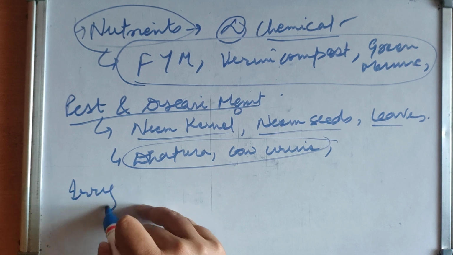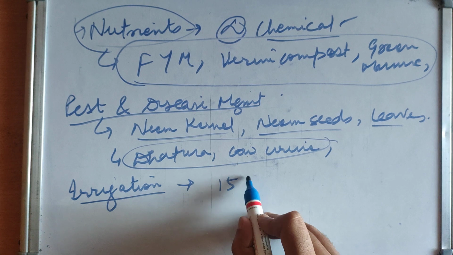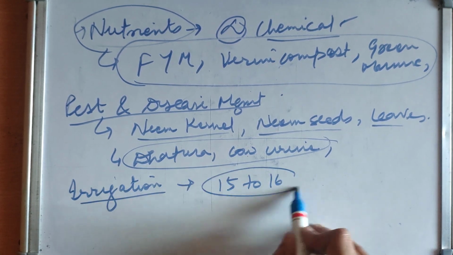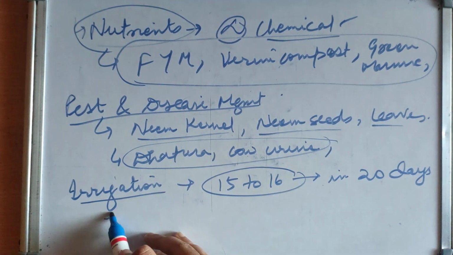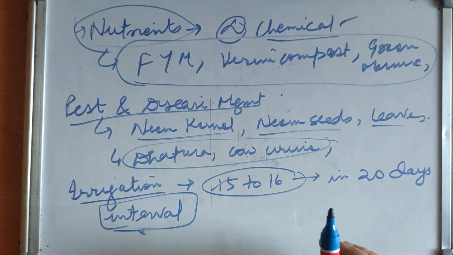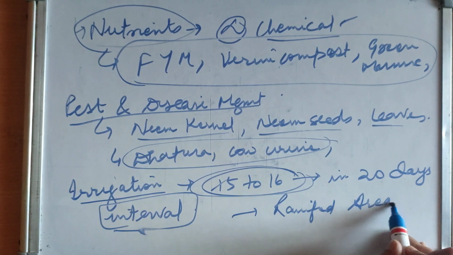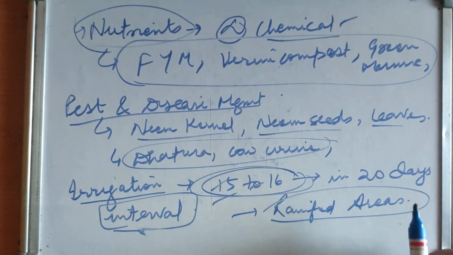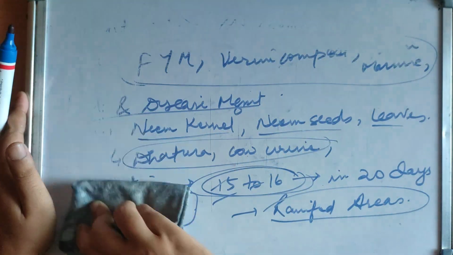Now irrigation of Sarpagandha. We need 15 to 16 irrigations at a 20-day interval in its lifetime. So every 20 days we will give one irrigation, up to 15 to 16 irrigations, and this is for rain-fed areas. The maximum area of India is rain-fed, so 15 to 16 irrigations at 20-day intervals can be helpful. So this was about the production technology of Sarpagandha.